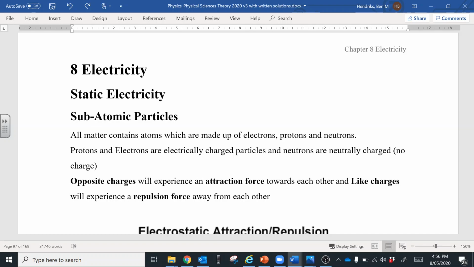Hello everyone, so we're moving on to chapter 8, electricity now, and I have changed these notes, so make sure you've got the most updated notes.